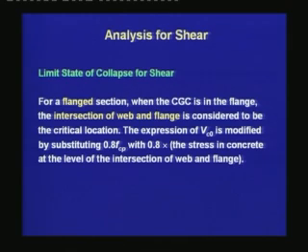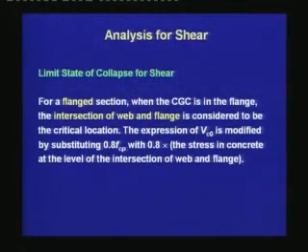For a flange section, when the CGC is in the flange, the intersection of web and flange is considered to be the critical location. The expression that we have derived earlier is based on the stress at the level of CGC, the principal stress, being equal to the tensile strength of concrete. But for a flange section, the cracking may occur at the junction of the web and the flange when the CGC lies in the flange.